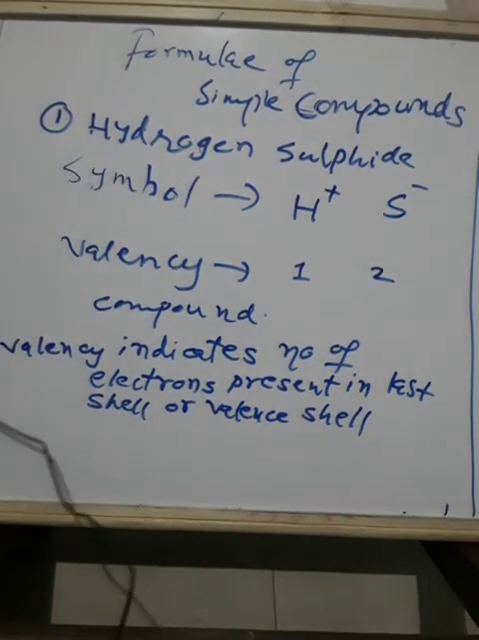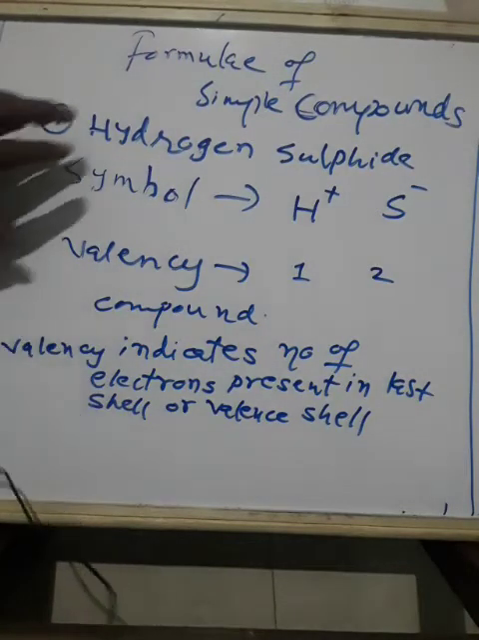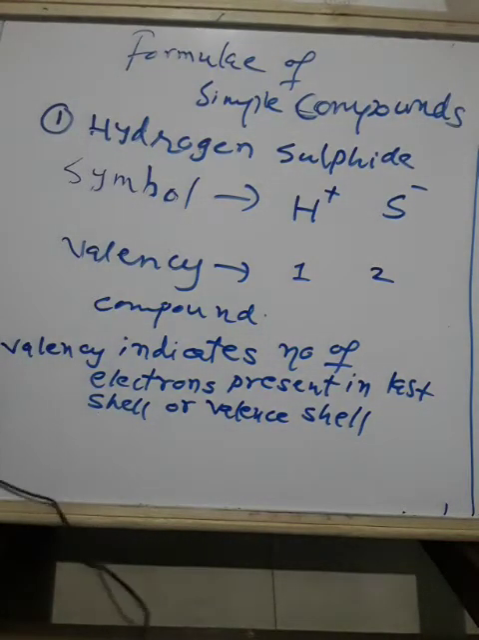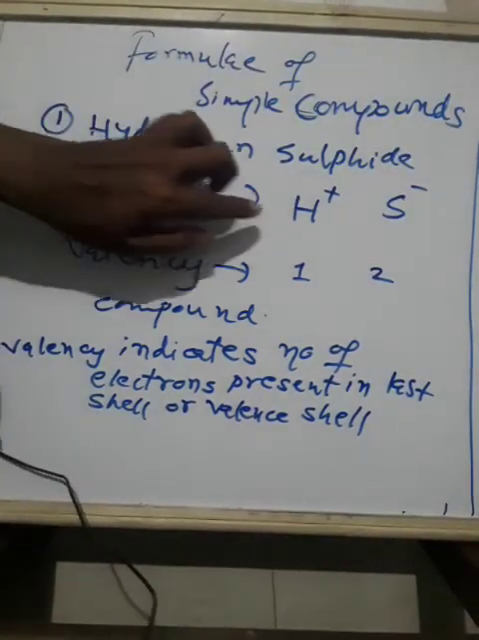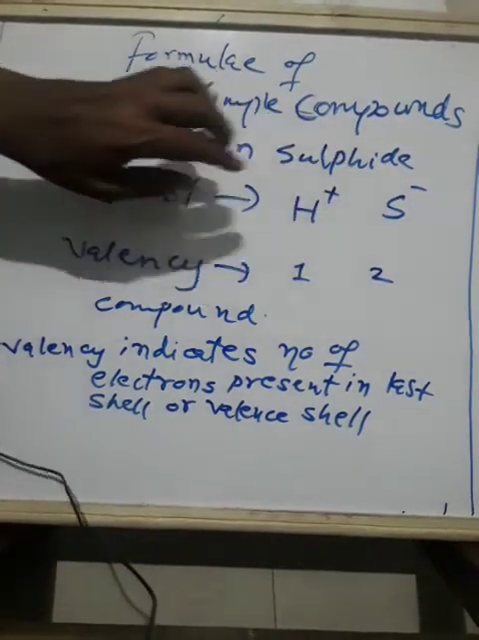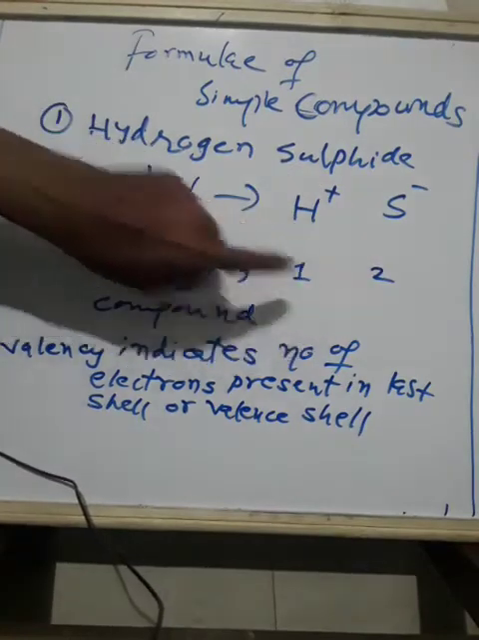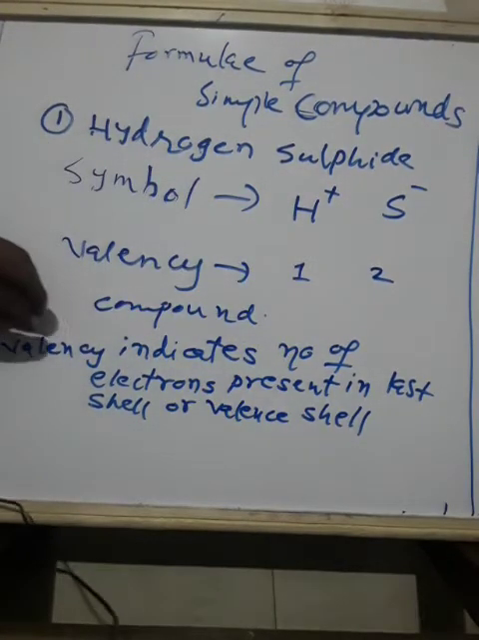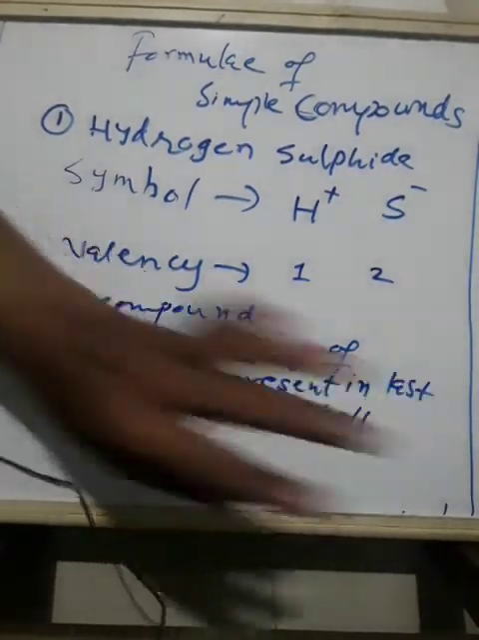we will try to write some other compound names also. Just read it once and write it down. Hydrogen sulfide, symbol is H plus. Plus is the charge of hydrogen. Sulfide is minus, negative charge. So the valency of hydrogen is 1 and the valency of sulfide is 2. Then what is valency? Actually valency indicates the number of electrons present in the last orbit.